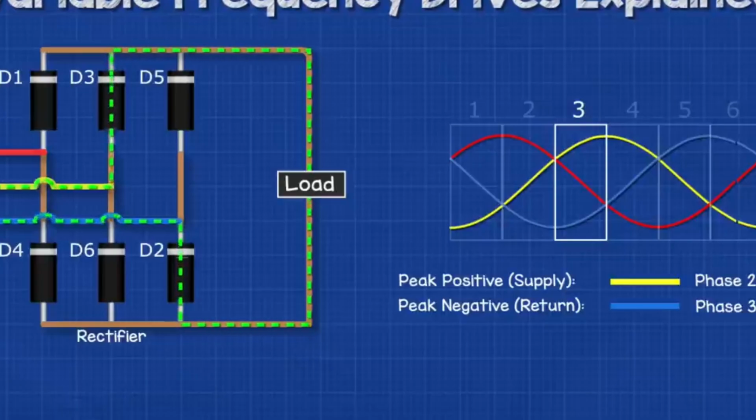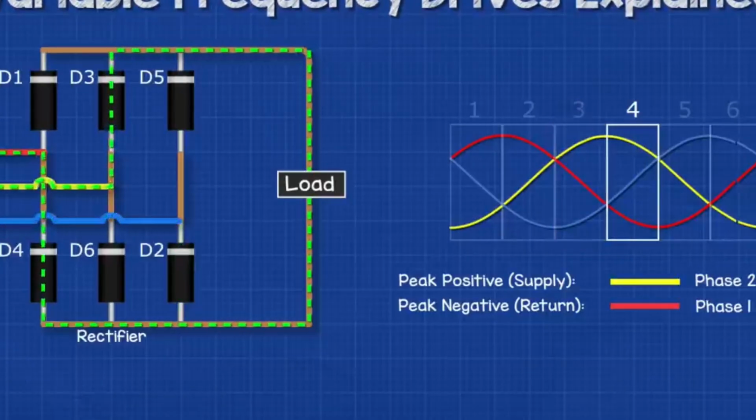It then flows through the load and back into phase 3 via diode 2. In the next segment, the current flows still in phase 2 via diode 3, but phase 1 is now at its negative peak, so the current will flow through diode 4 back into phase 1.